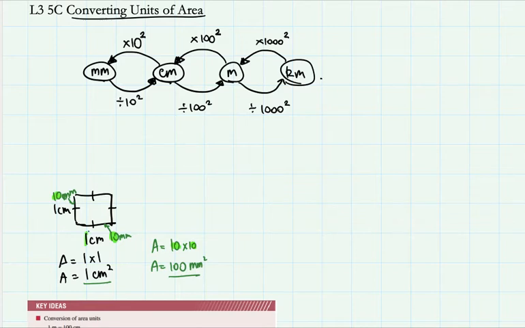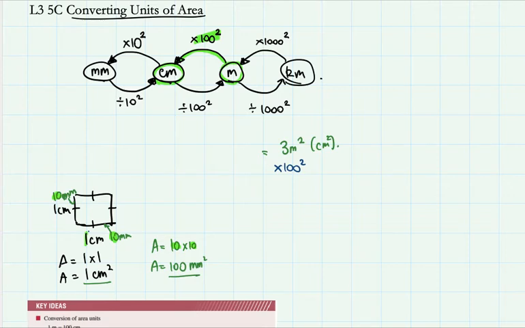So say for instance, I may want to convert the following. I want to get 3 meters squared into centimeters squared. So how would I get it there? Well, let's have a look. We know that if I'm at meters and I want to get to centimeters, I follow the arrow and I must have to times by 100 squared. So that's what I'll do. I'll times by 100 squared.